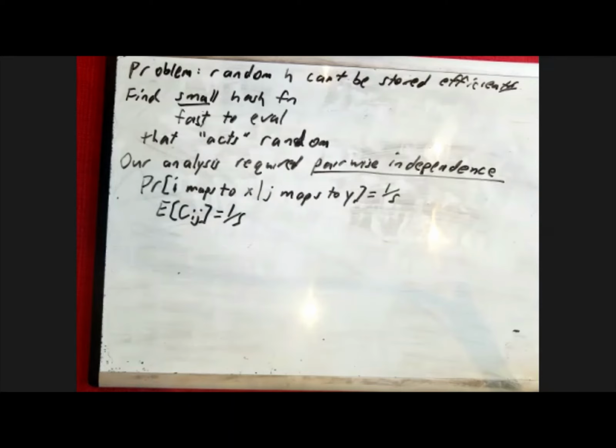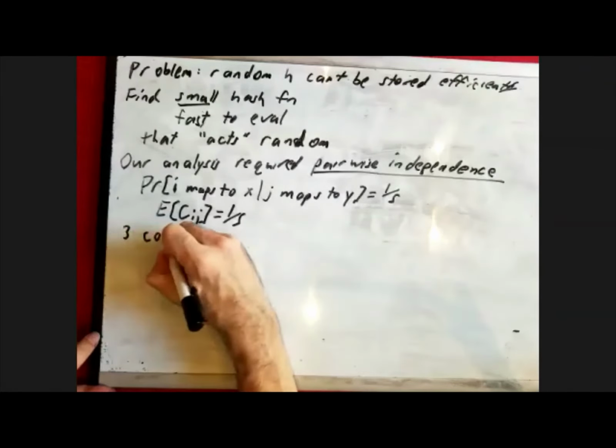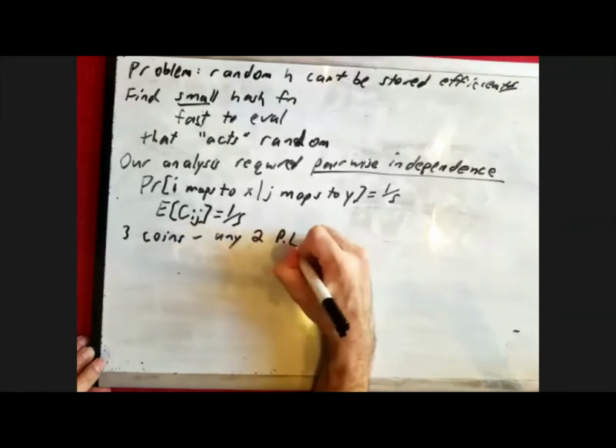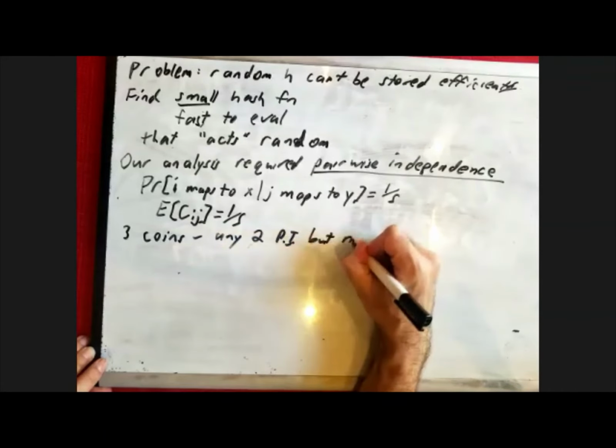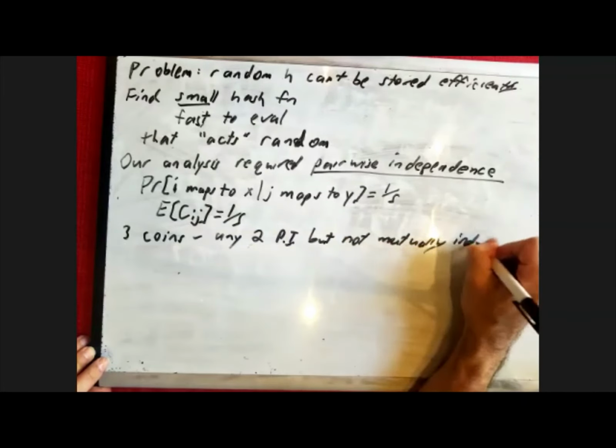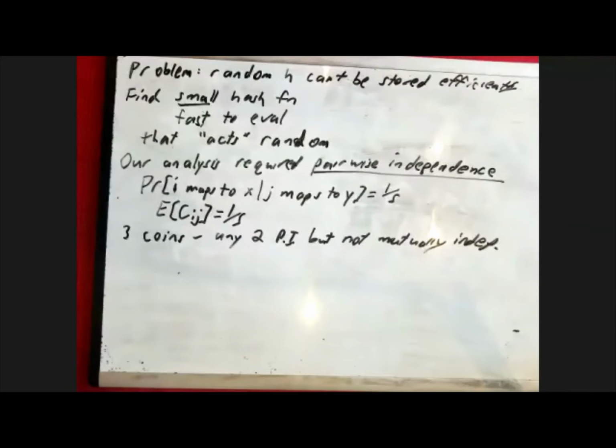But that only is about the two items i and j. So if we can just make sure that the two items i and j act independently of one another, we can make the same analysis and we can conclude the same bound on the expected number of collisions and therefore on the runtime of the hash function operations. I showed you 3 coins last time, where any two are pairwise independent, but they are not mutually independent. So we are now going to generalize this.